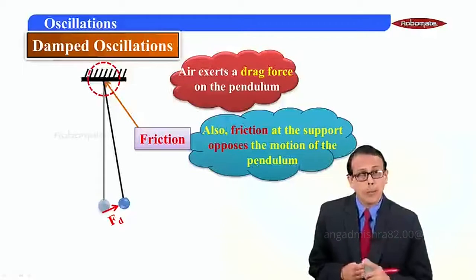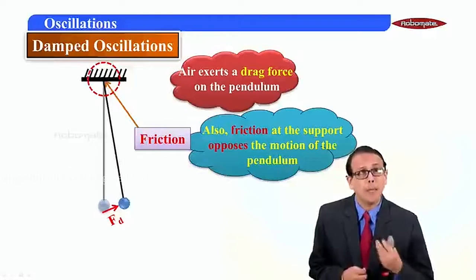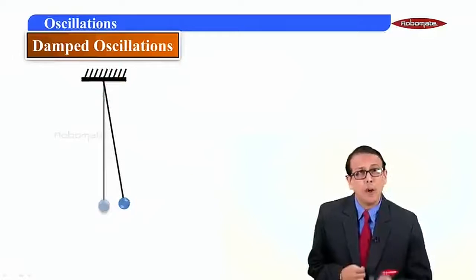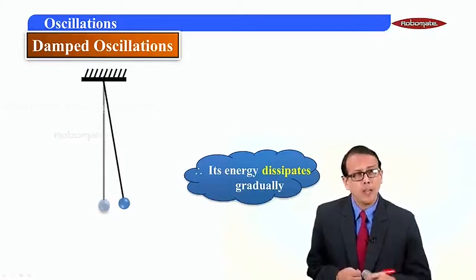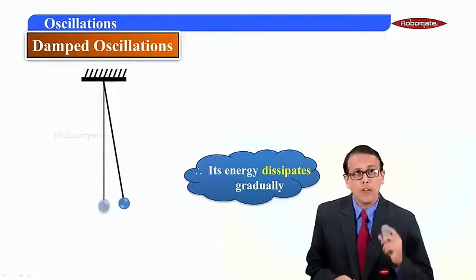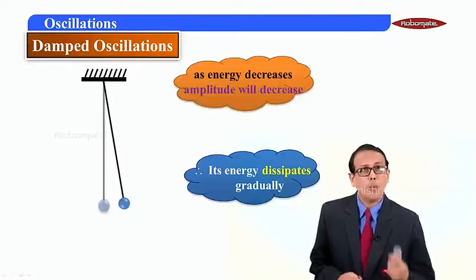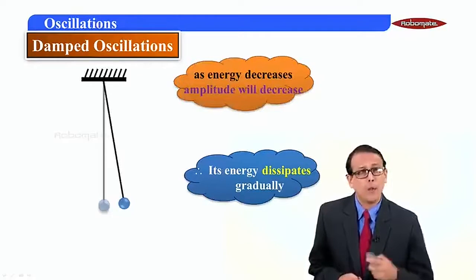Now, these damping forces, being non-conservative forces, work done against them is never stored but rather dissipated in the medium itself. Hence, energy of the pendulum goes on decreasing gradually, or energy dissipates gradually. As we learned in energy in SHM, energy is directly proportional to square of the amplitude. If energy decreases, amplitude also decreases. Hence, amplitude goes on decreasing. Students, and finally the pendulum stops.